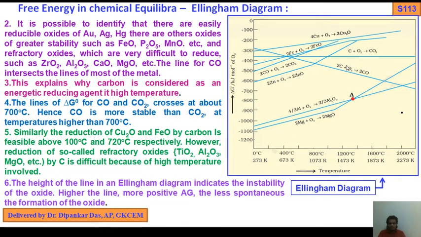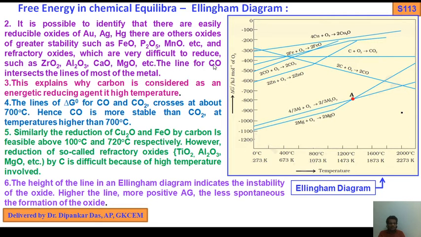Now it is possible to identify the easily reducible oxides of silver and mercury. There are other oxides of greater stability, such as FeO, P2O5, MnO, etc., and refractory oxides which are very difficult to reduce, such as zirconium oxide, aluminium oxide, calcium oxide, magnesium oxide, etc., because they are stable at high temperature.